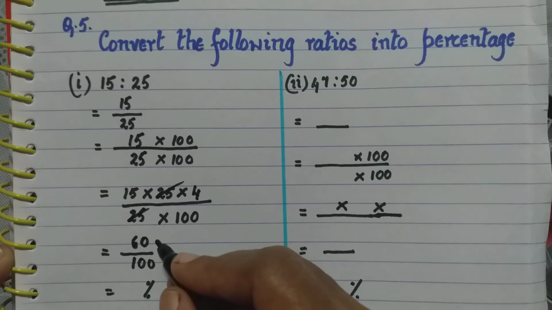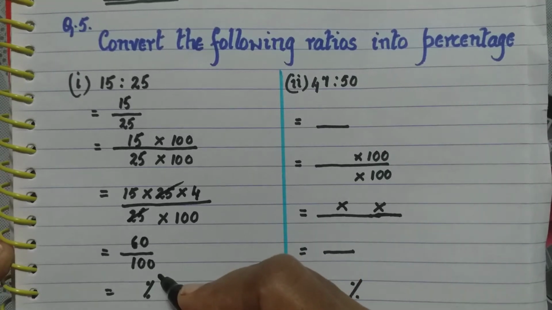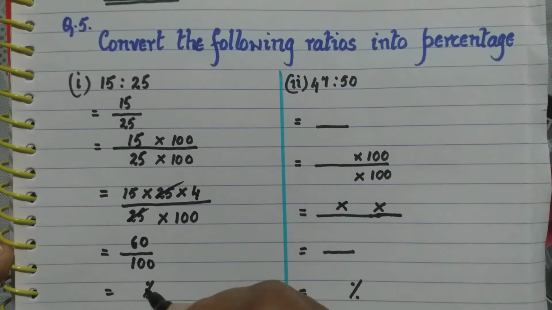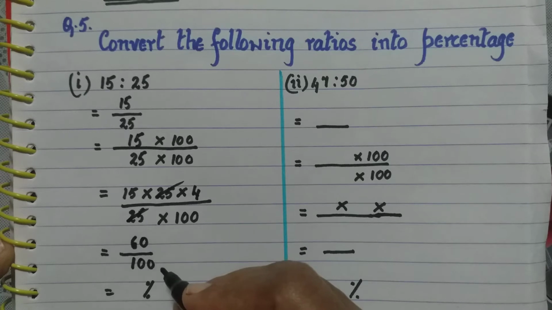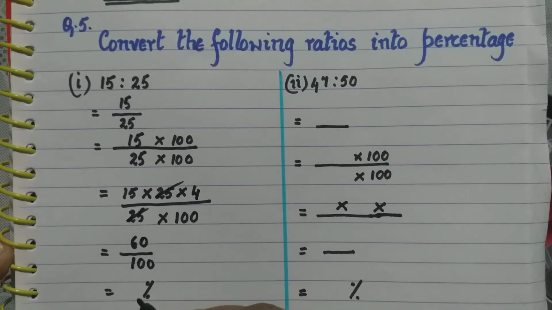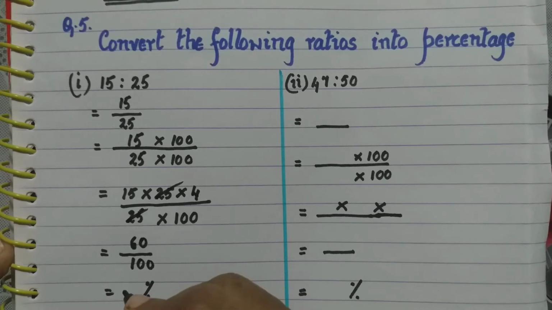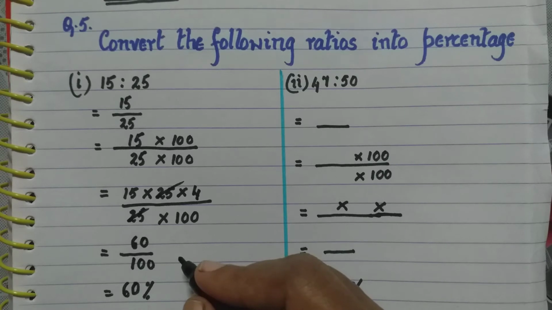Now you see it has become 60 upon 100, which is in the form of percent. Upon 100 means it is in the form of percent, that is 60. This upon 100 is called percent. Therefore we write it as 60%.